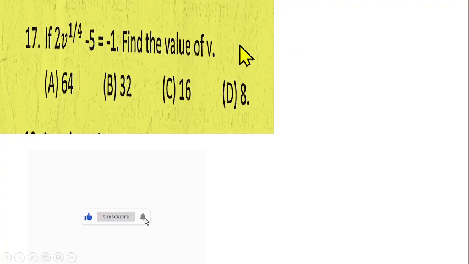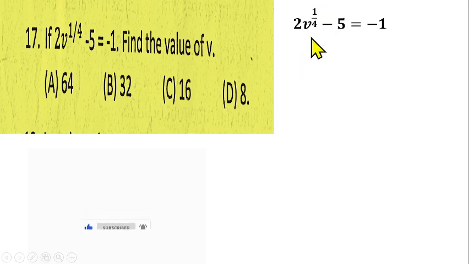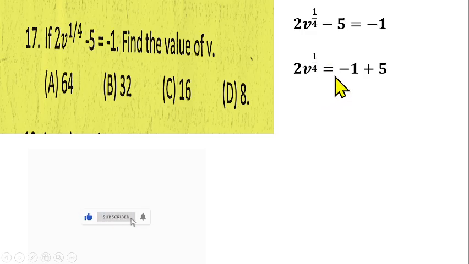Question number 17 is from indices. You have 2 multiplied by v raised to the power 1 over 4, minus 5, equals minus 1. So we have 2 multiplied by the 4th root of v, minus 5, equals minus 1. What do you do first? Collect like terms, minus 5 comes here, you have 2v raised to the power 1 over 4 equals minus 1 plus 5, that gives us 4. So 2v raised to the power 1 over 4 equals 4. We can divide both sides by 2, so v raised to the power 1 over 4 equals 2.